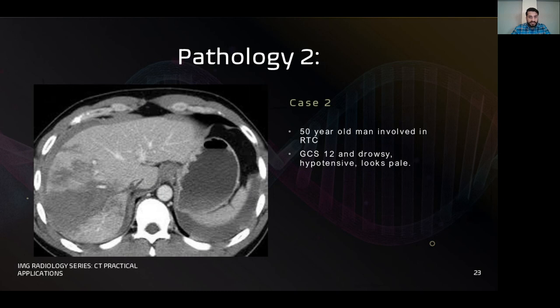And the second case here, we've got a 50-year-old man involved in a road traffic accident. He's a bit more drowsy, lowered GCS, he's slightly hypotensive, and he looks pale. When you examine his tummy, he's very tender and screaming in a bit of pain as well. So he is stable enough for you to send him to the CT scanner, and he's just come back, and this is what the scan shows.